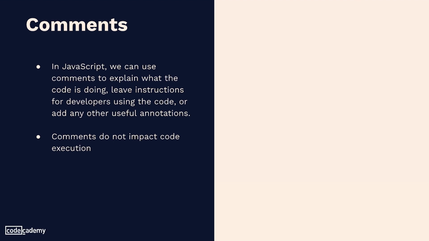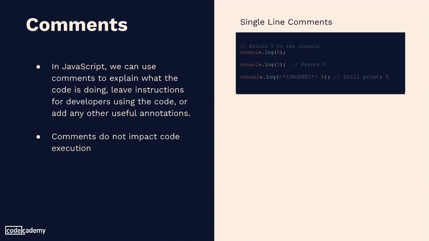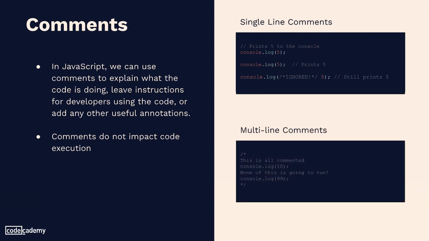There are really 2 ways to write a comment in JavaScript. The first way is to use a single line comment. Take a look at an example on the right. The next way to do so is to use a multi-line comment. Here's an example of what a multi-line comment looks like.